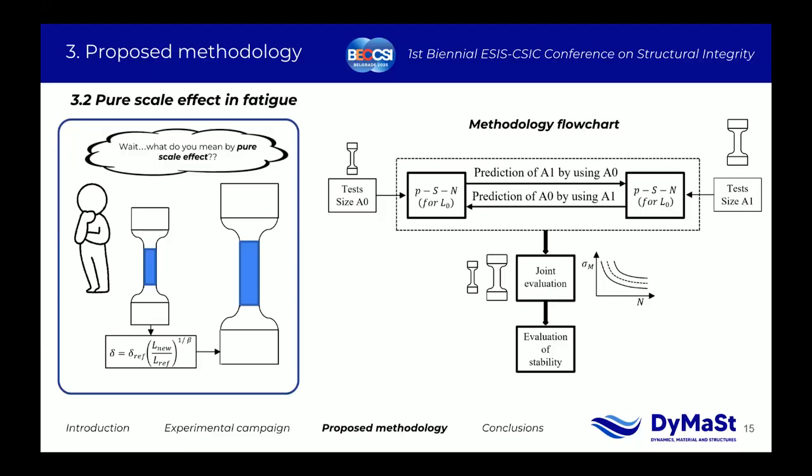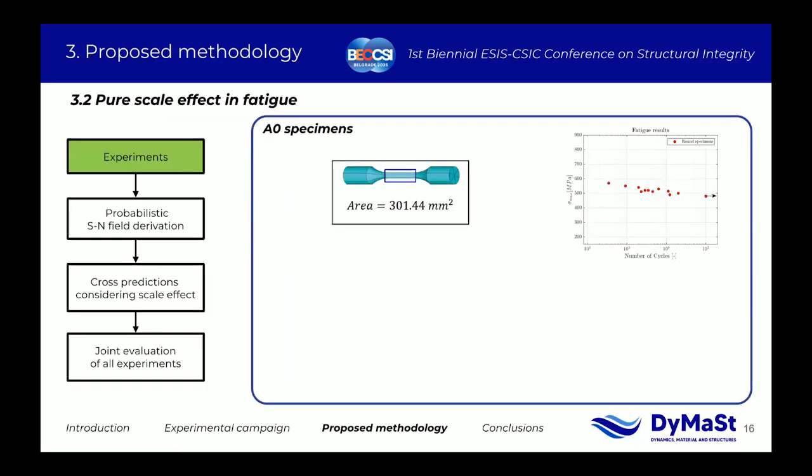In this case, it should be quite easy because, as I previously commented, we only have the implementation of the scale effect, which mathematically is quite easy to implement. And we are going to see if these cross predictions work well. And we are also going to jointly evaluate the results of both experimental campaigns. This means that we are going to estimate the 5 model parameters with both experimental campaigns and evaluate the stability of this solution.